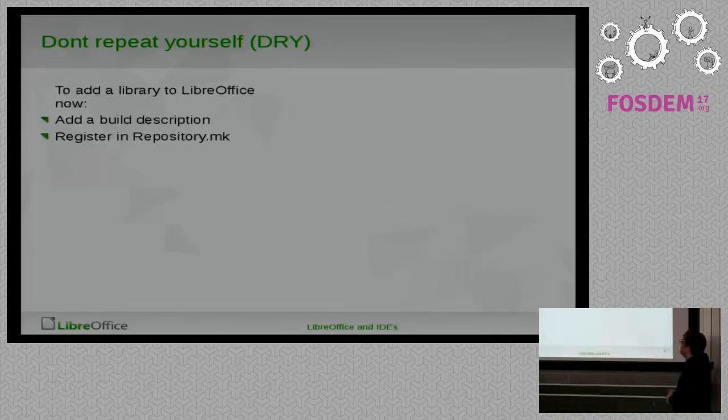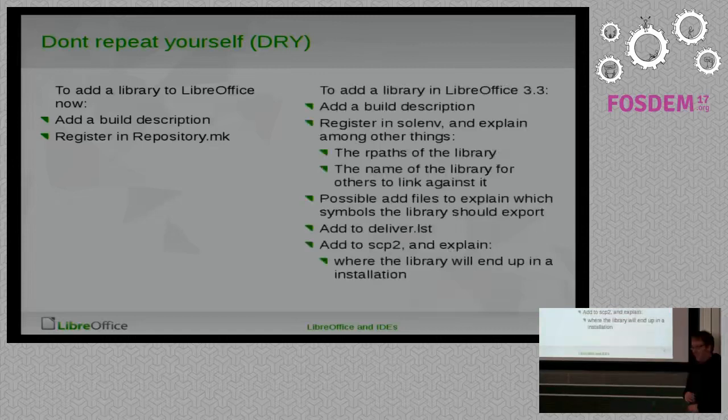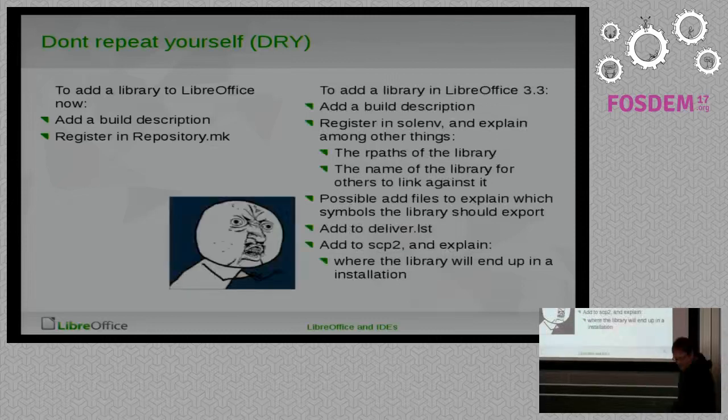For comparison, this is how it is in LibreOffice right now. You register, and if you want to have a new library there, you put it somewhere in the repository MK, which essentially says where it should end up in the final build, and then you say how to build it, like, I want to build these C++ files. In the old OpenOffice world, it was a bit different. That was one of the issues we had with the old stuff.